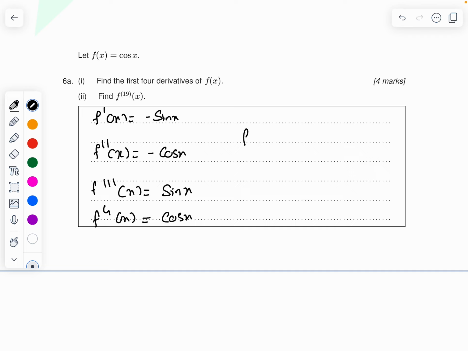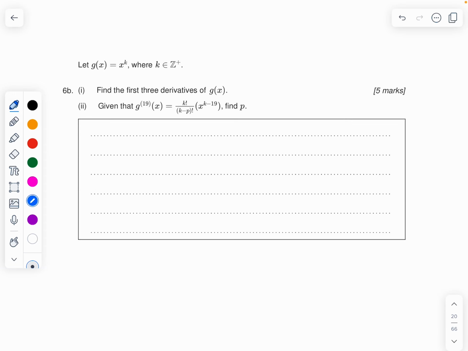So f 19th prime, the 19th derivative. Now you can see that 19 over here, this one was 3. Its nearest multiple of 4 is 20. One less than the nearest multiple is sin x. So the nearest multiple is 20 and one less than the nearest multiple is 19. So its answer is going to be sin x. So we need to see that pattern.